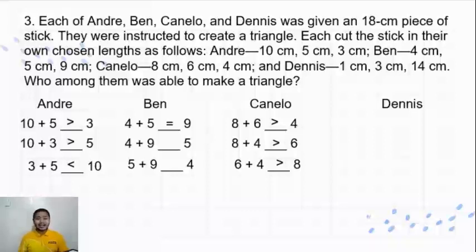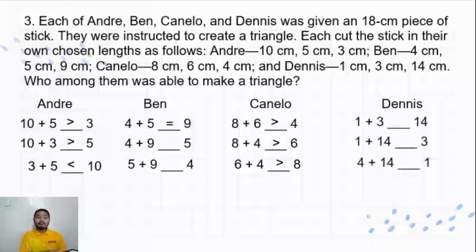Si Dennis, tignan natin kung nakagawa siya ng triangle. So gawin natin ngayon yung ginawa natin kay Andre, Ben, at saka kay Canelo. 1 plus 3, 1 plus 14, at saka 4 plus 14. Sa tingin ninyo, makakagawa ba ng triangle si Dennis? Okay, tama ka, hindi. Kasi dun pa lang sa una, hindi greater than yung 1 plus 3 sa 14. So in that case, hindi makakagawa ng triangle si Dennis. So dito sa example natin, si Canelo lang ang nakagawa ng triangle. Or makakagawa ng triangle. Okay?